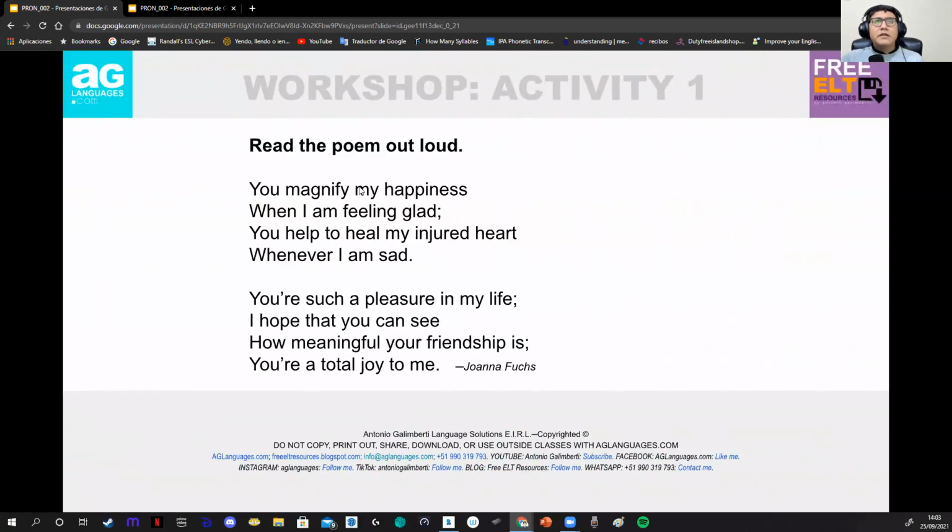We're going to have a nice poem. I'm going to read it out loud for you guys. It says, "You magnify my happiness when I am feeling glad. You help to heal my injured heart whenever I am sad. You're such a pleasure in my life. I hope that you can see how meaningful your friendship is. You're a total joy to me." Okay, really nice, right? We're going to use this poem in order to analyze those 4 vowels.